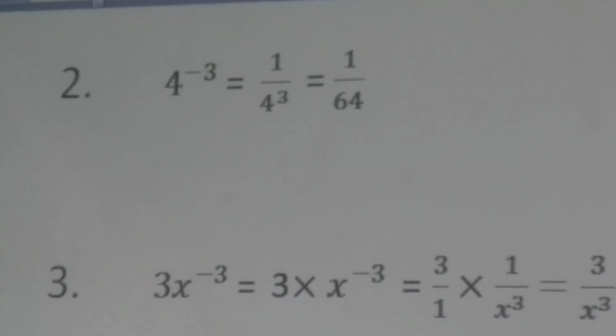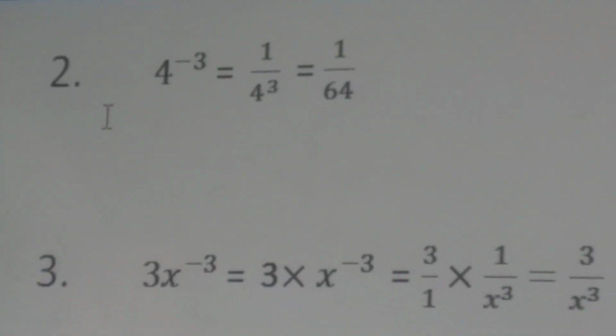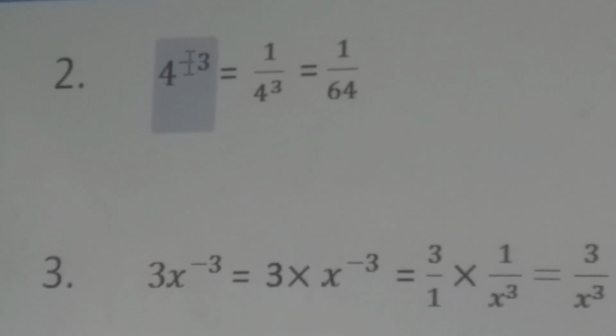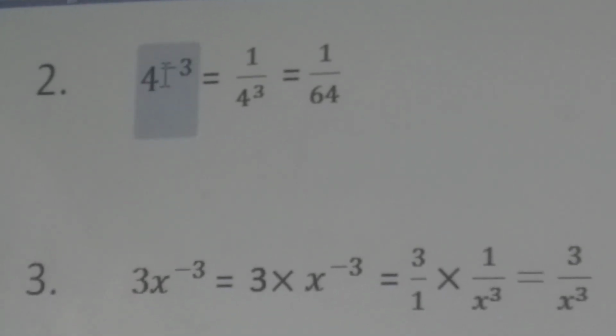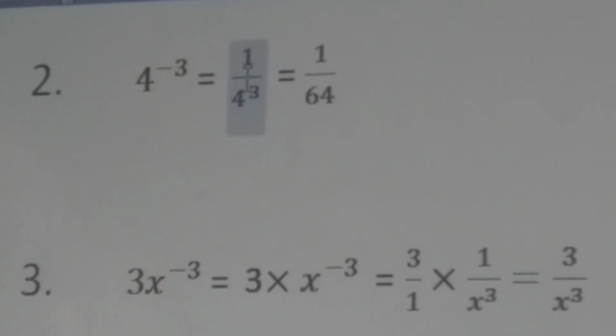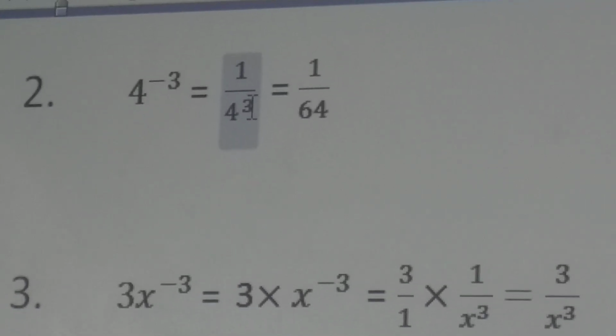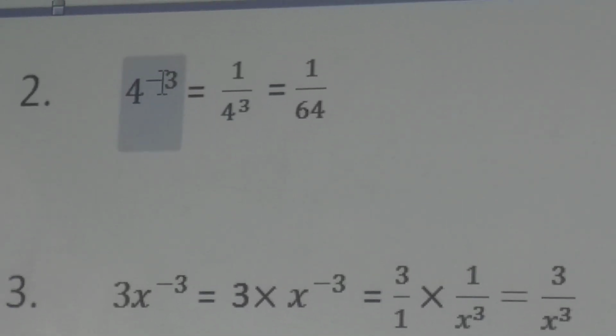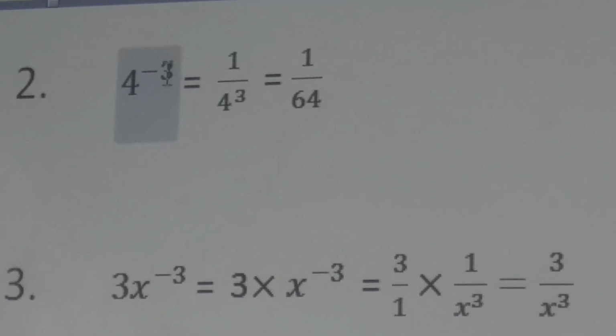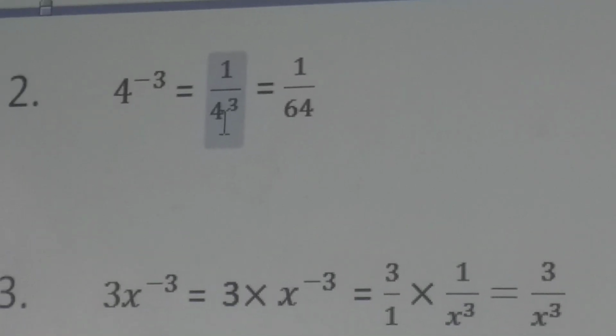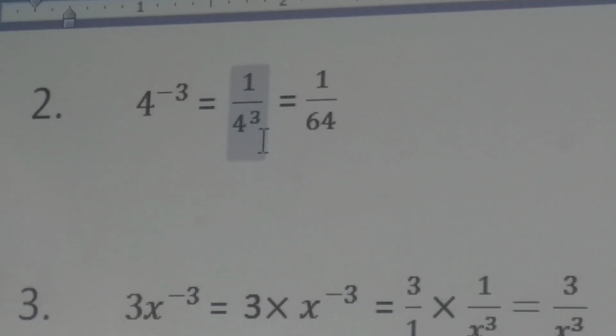Number 2, it's 4 to the power minus 3. I said any number to a negative power is equal to 1 over that number to the power that power without the negative sign. You just say 1 over everything, but you remove the what? The negative sign. Then you simplify 4 to the power 3.